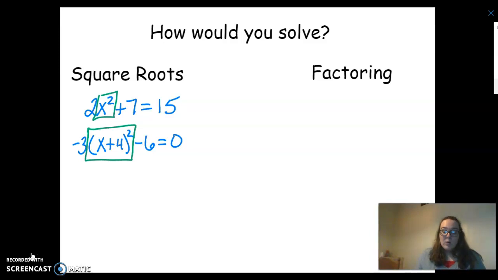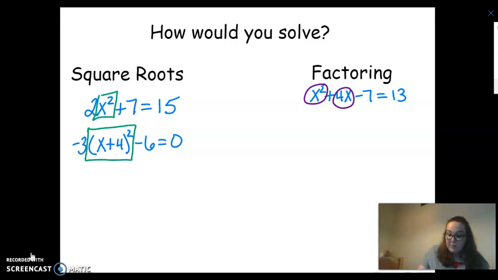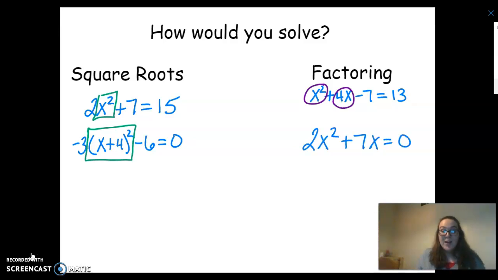Okay, how do I know that it might be a good contender for solving by factoring? You might have a question that's something like x squared plus 4x minus 7 equals 13. If I look here at this question, I have both an x that is squared and an x that is not squared. That lets me know that, hey, it might be a factoring question. You might have something like 2x squared plus 7x equals 0. Again, this lets me know that it's factoring because I have an x squared and I have just an x.